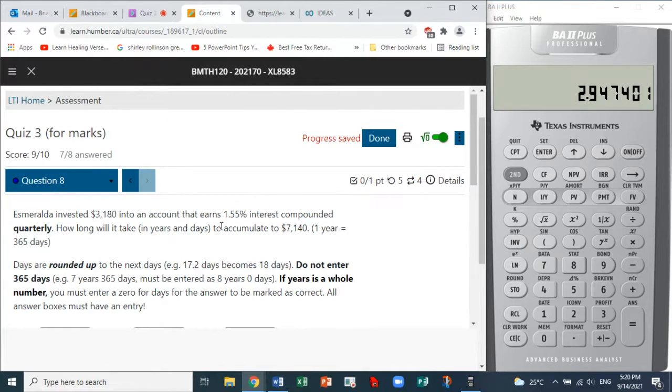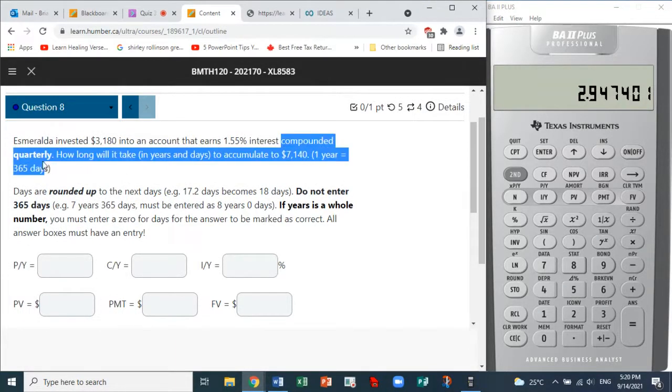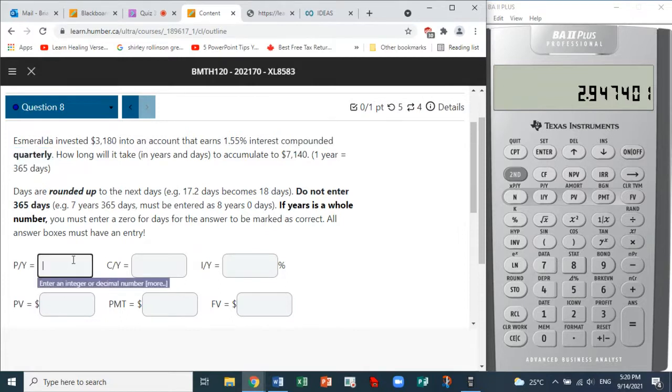Similar question, but now we want the answer in how long will it take in years and days. Okay, so let's do the same as we did before. PY and CY, well, it's compounded quarterly. So these numbers are indeed the same. So we will get 4. The interest rate is right up here, 1.55.